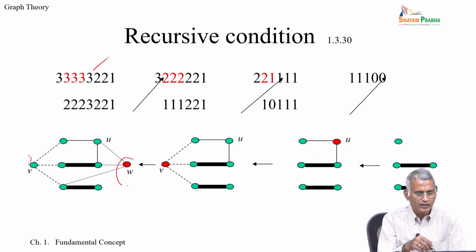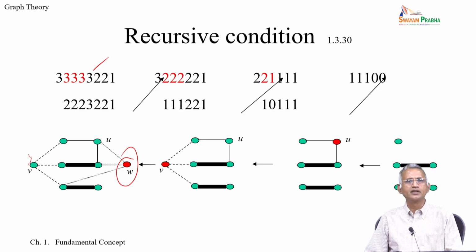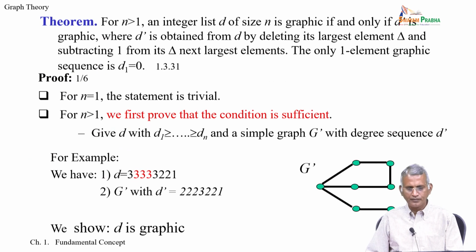So, if you delete this one, one of them is 3, another is 2 2 2 2 2, and 1 will reduce. Like that the pattern reduces one by one, and finally we reach 1 0 1 1 1.